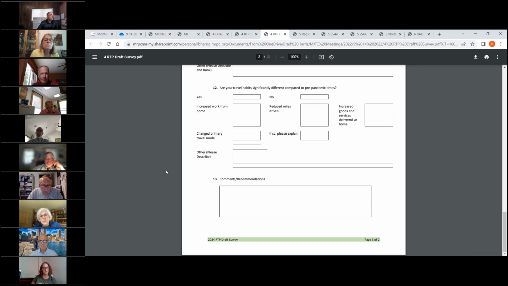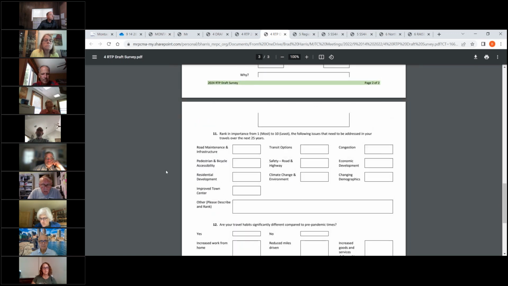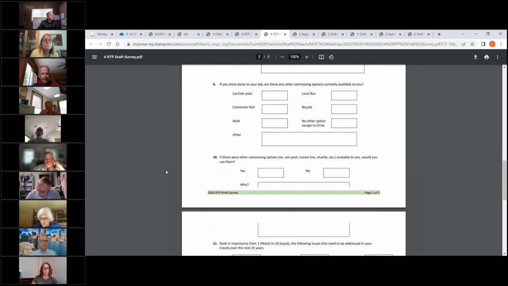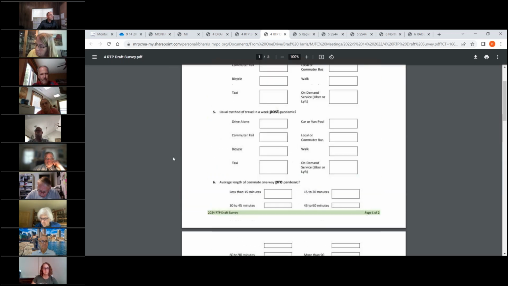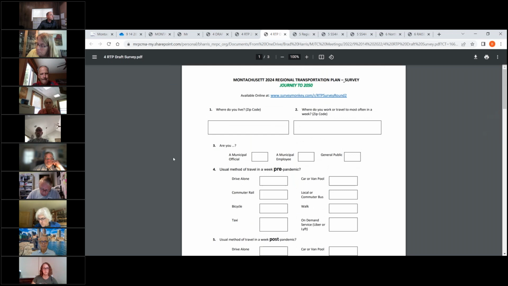We want to be able to actually use this data that we have, and in the coming weeks we'll be finalizing this. So if you'd like to review the survey and provide any feedback, you can always reach out to us. We did review this as a group in July, so this hasn't changed since then, but we'd like to wrap it up and move forward and distribute it and have it available on our website in the next few weeks. So that's basically what's going on with the RTP right now. If there are any questions, feel free to reach out to us.